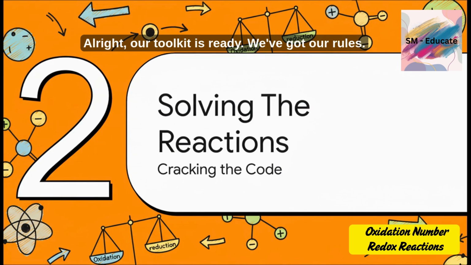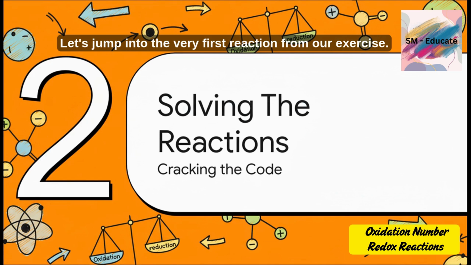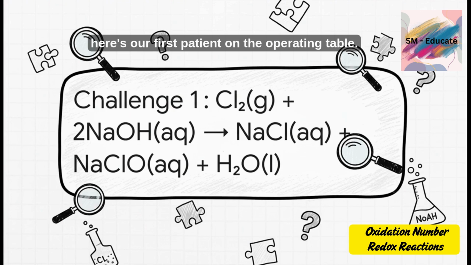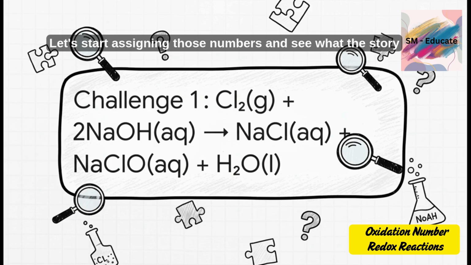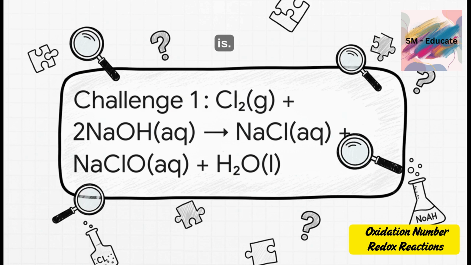All right, our toolkit is ready. We've got our rules. We know what we're looking for. It is time to put this into practice. Let's jump into the very first reaction from our exercise. Okay, here's our first patient on the operating table. We've got chlorine gas reacting with sodium hydroxide. It looks a little busy, I know, but trust the process. Let's start assigning those numbers and see what the story is.